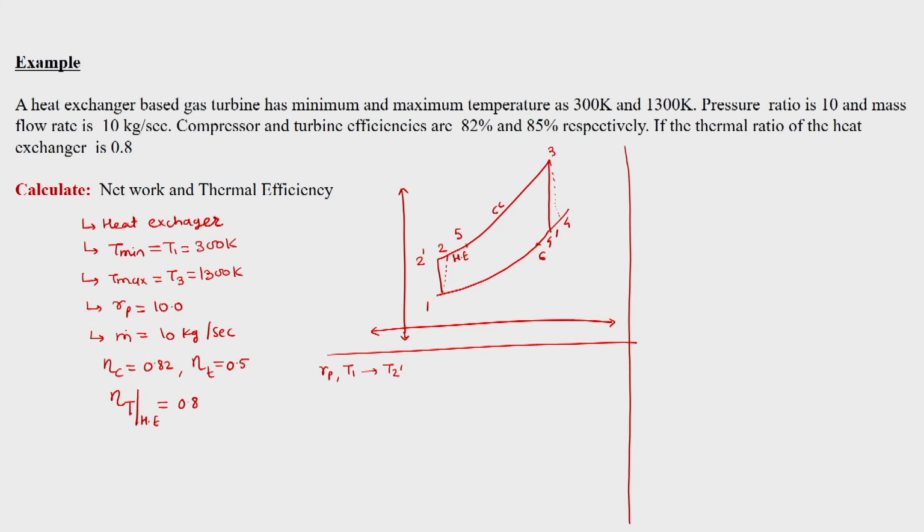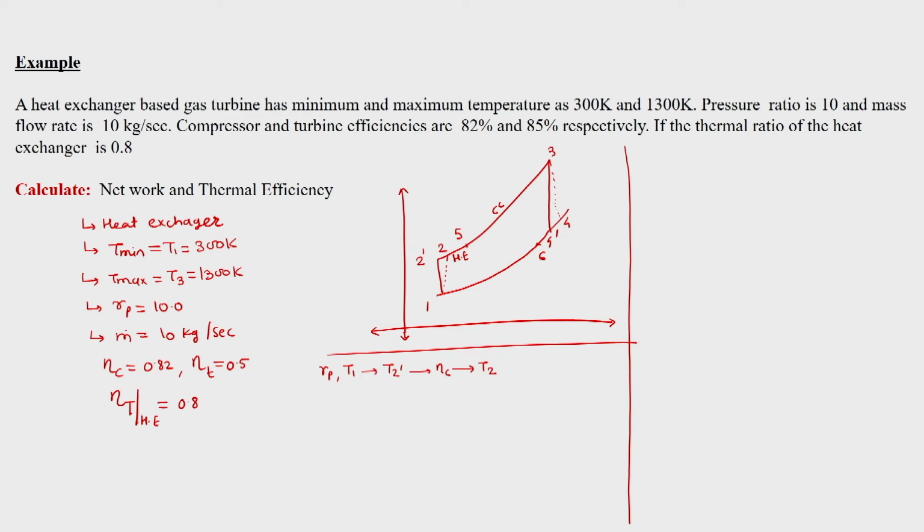So, we know T2 dash, but now using T2 dash and T1 we can use the compressor efficiency formula and find out T2. We know that compressor efficiency is ideal work requirement divided by actual work requirement. So, the ideal work requirement is proportional to T2 dash minus T1 and the actual work requirement is proportional to T2 minus T1. So, this will give us T2.